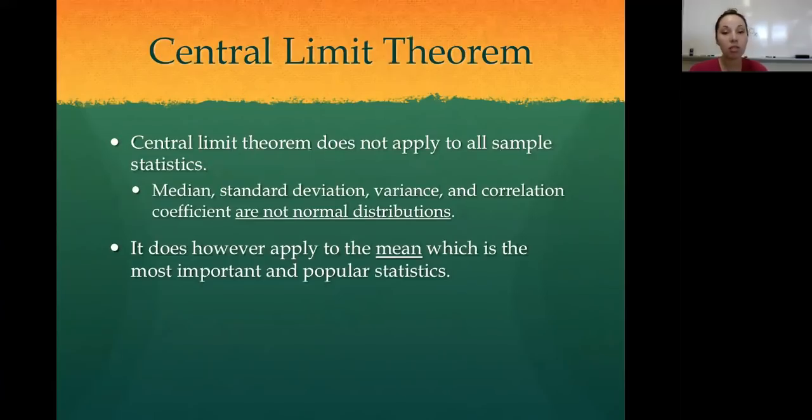The central limit theorem does not apply to all sample statistics. This is a good point that I wasn't mentioning earlier. The central limit theorem only applies to sampling distributions of the mean, so only referring to means of different samples in a population. It doesn't apply to the median, standard deviation, variance, or correlation coefficient. It only applies to the mean of sampling distributions.